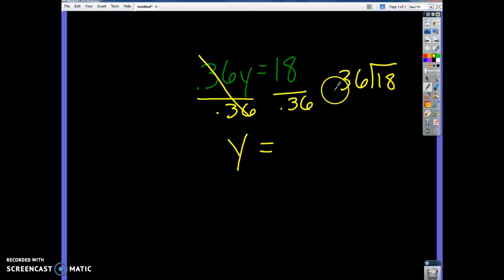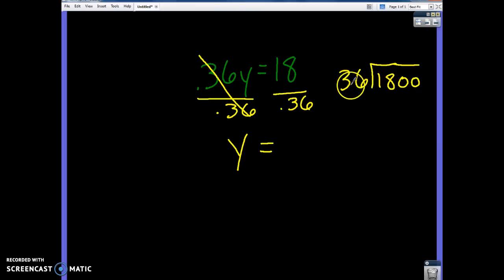What we do right here whenever we have a decimal out here is we move it twice to the right to get it behind the 6 here, so this will be a 36. But I also have to move the decimal twice here, so I'm just going to fill in with those 2 zeros. In order to solve this problem, I will be putting 36 into 1800. Now 36 won't go into 1, it won't go into 18, but it will go into 180.